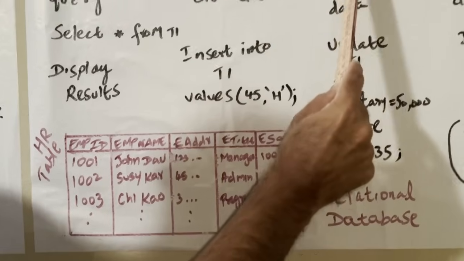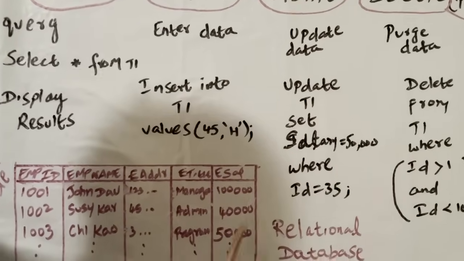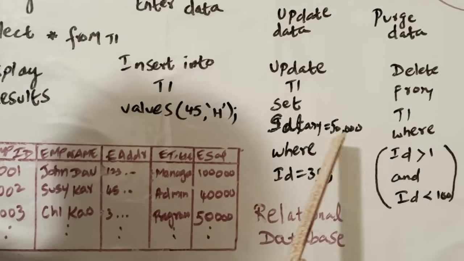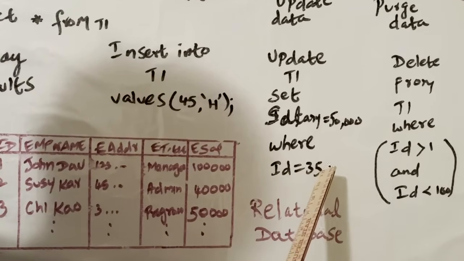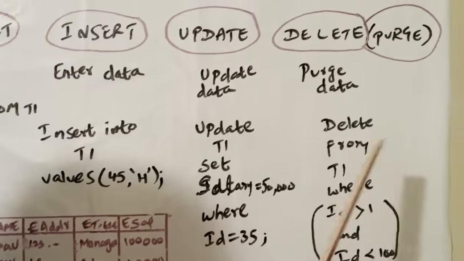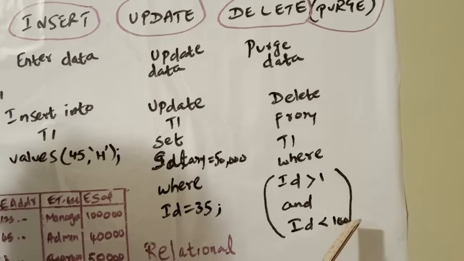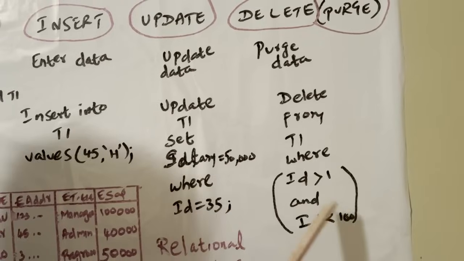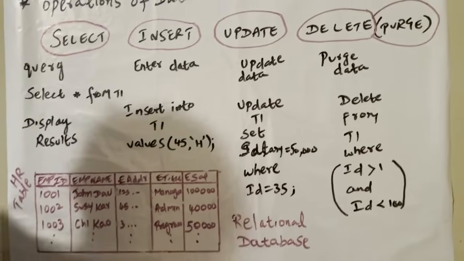The next one we're going to talk about is updating the salary of the employee. Update T1, set salary equal to say 150,000, where ID equal to 35. This is just an example I'm giving. And delete. If you want to delete from T1 where ID greater than 1 and ID less than 100, about 98 records will be deleted. So basic operations we discussed.